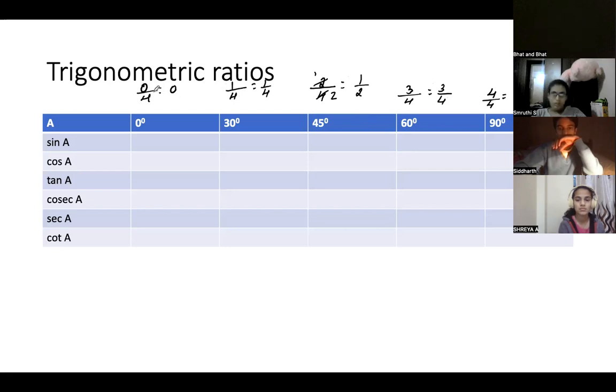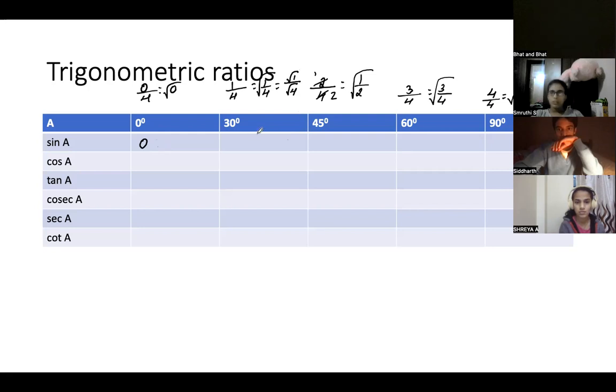Next, we are taking square root for everything. Just take a square root for everything. What do we get? Let me write that here. Square root of 0. What is square root of 0? 0. Square root of 1 by 4 means square root of 1 divided by square root of 4. How much is square root of 4?